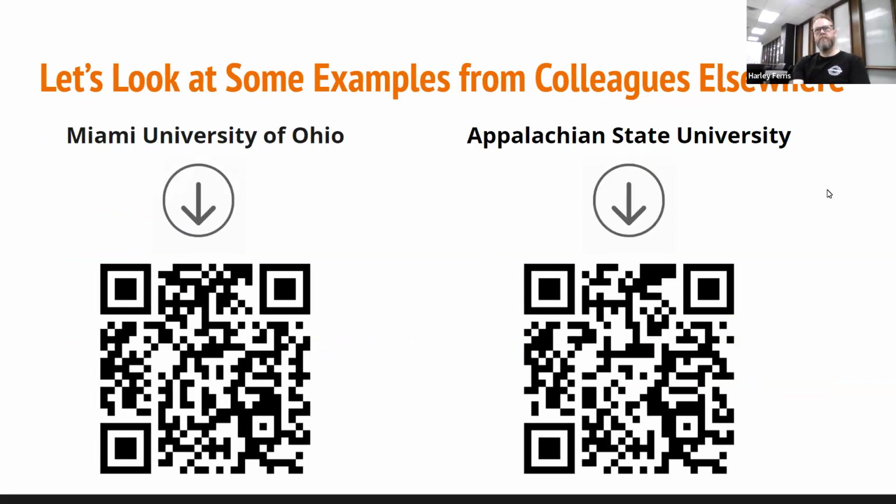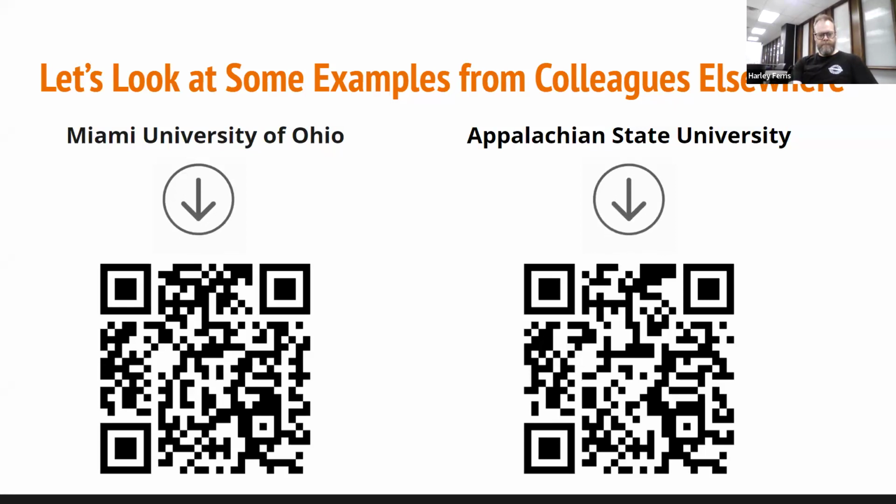So you're gonna find two options here. You're gonna find Miami University of Ohio, where they have some writing guides for various disciplines. And then you're also gonna find Appalachian State University, which has a lot of writing guides for you. So these are QR codes that will take you to the Miami University of Ohio or Appalachian State University.